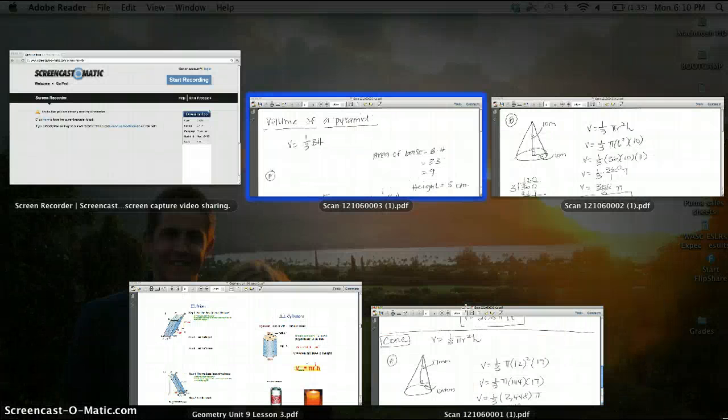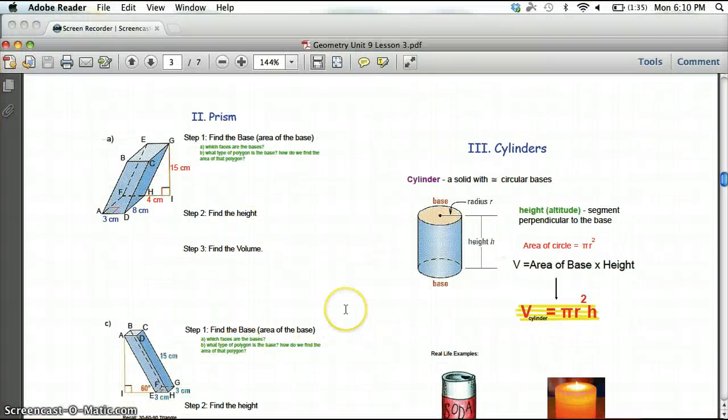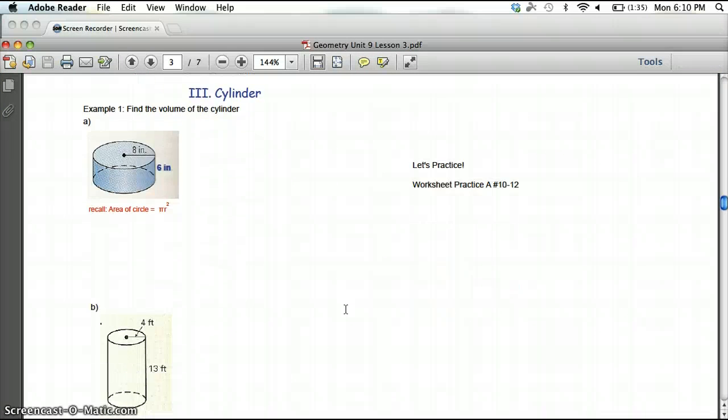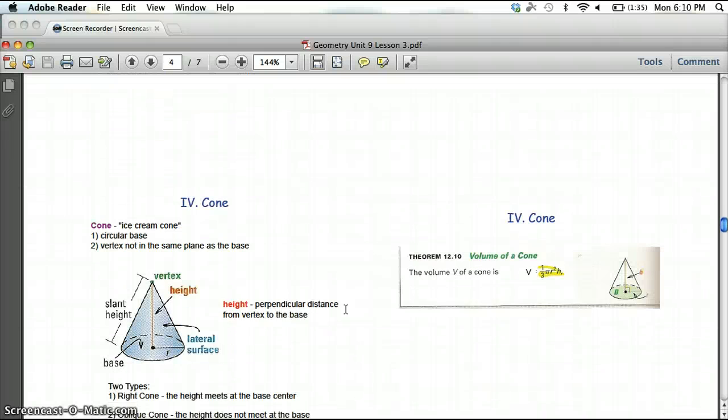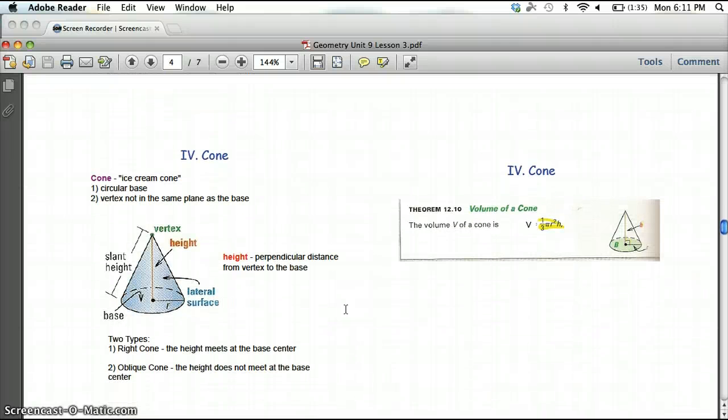Now let's look at a cone. The volume for a cone is also the same thing. It's the area of our base times our height. Look at a cone. The base is a circle, so that's pi r squared times height. However, a cone is actually 1/3 of a cylinder. So we have to add that 1/3.